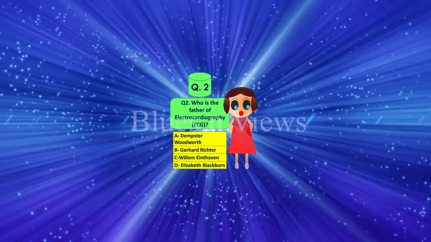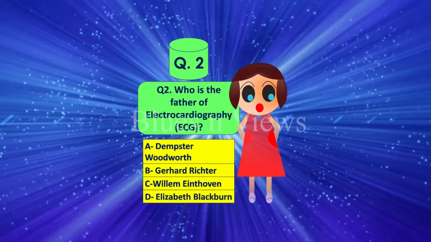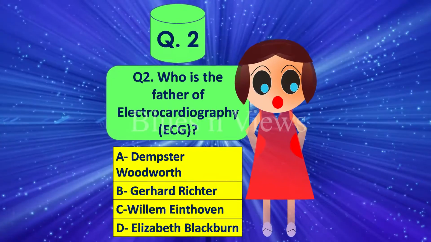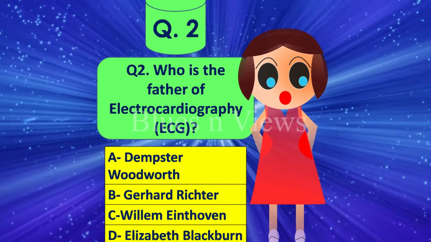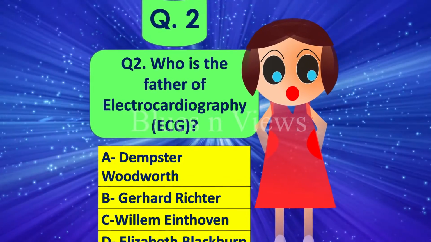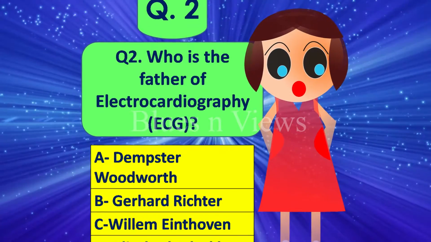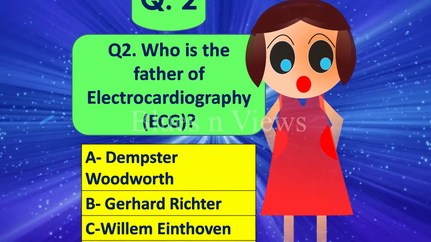Question 2. Who is the father of electrocardiography, ECG? Options are: A. Dempster Woodworth, B. Gerhard Richter, C. Willem Einthoven, D. Elizabeth Blackburn.